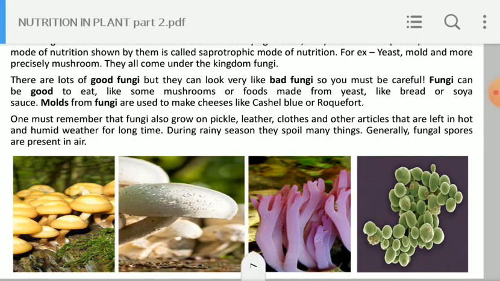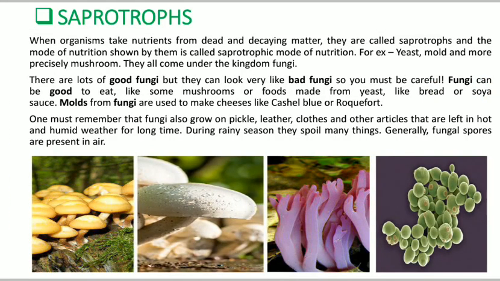Now from the next part, that is about the saprotrophs. Now what are saprotrophs? When organisms take nutrients from the dead and decaying matter, right? So they are called what? Saprotrophs. And the mode of nutrition shown by them is known as what? Heterotrophic mode of nutrition. What are the examples of them? Yeast, molds, and more precisely mushrooms. These all come under what? The fungi kingdom. Okay, there are two types of fungi. One is the good fungi and the bad fungi.